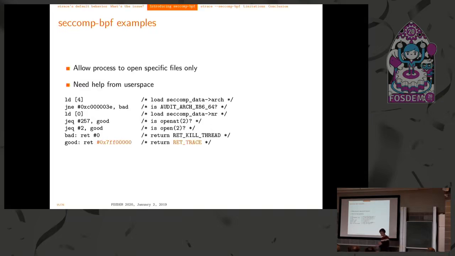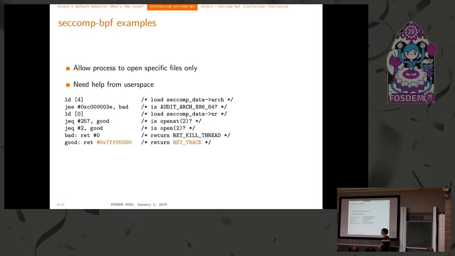Now, if you want to do pretty much the same thing, but this time you want to allow specific accesses, you want to allow processes to open specific files, you're going to need help from user space because you need to go and look into the file path, for instance, to take your decision. So in order to do this, you're going to change slightly the program. This time, instead of returning ret allow to continue processing the syscall, you're going to return ret trace.